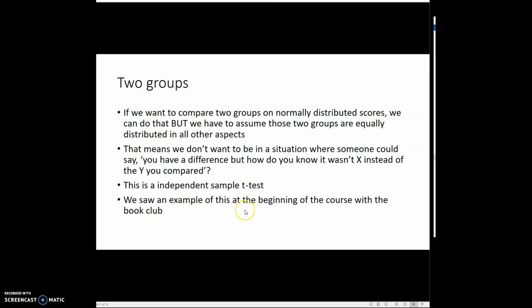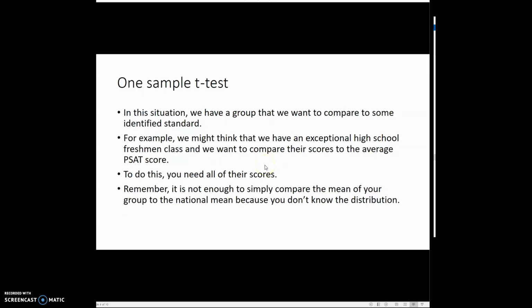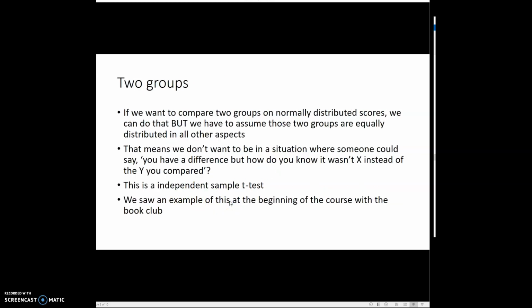And we saw an example of how we could do this at the beginning of the course with the book club data, where it compared those in the book club to those not in the book club. And one time that we did it, we saw a difference. The other time we did it, we didn't see a difference. And that's why you have to be able to run the test. Because again, just like this, it's not enough just to have the means. You have to know what the standard deviations are.